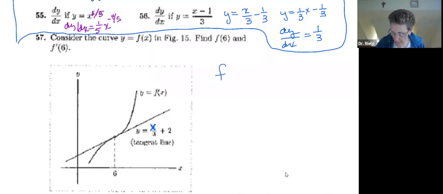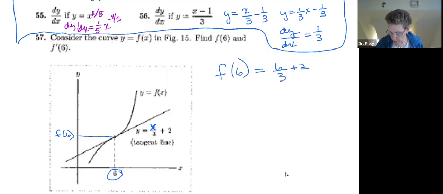To find f of 6, that means if 6 is my x, what is my y? This is f of 6. So take the equation that you know, which is y equals x/3 plus 2. The x will be 6/3 plus 2, so that's going to equal 4. Therefore, f of 6 is going to be 4. They're just asking you for the y value if the x value is 6, so don't overcomplicate that. The next one, they want to know what f prime of 6 is.